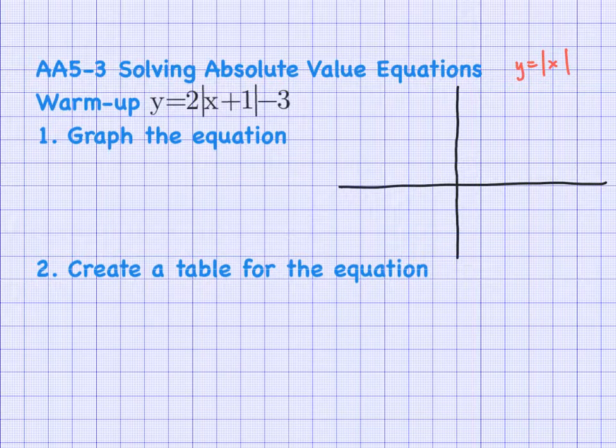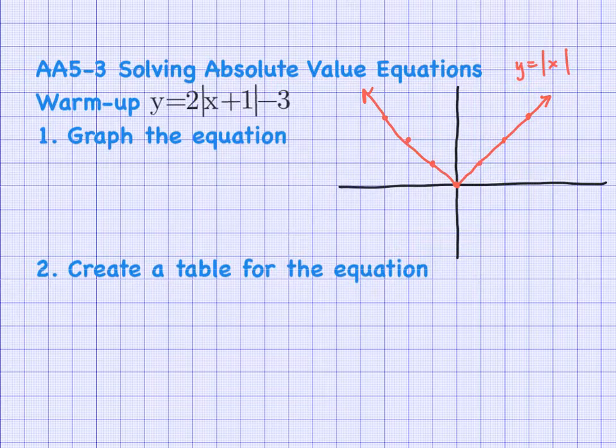So the parent graph for this, if I have the absolute value of 0, that's going to be 0. If I have the absolute value of 1, it's going to be 1. Absolute value of 2 is going to be 2. Absolute value of 3 is 3. Same thing on the negative side. Absolute value of negative 1 is positive 1. Negative 2 is positive 2. And negative 3 is positive 3, so on and so forth. So that is our parent graph.